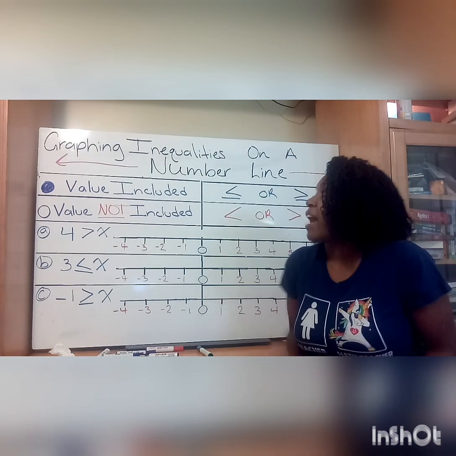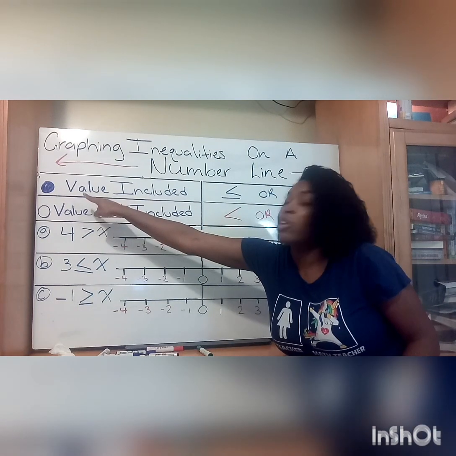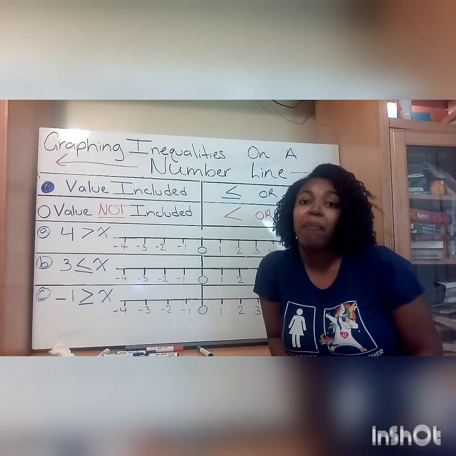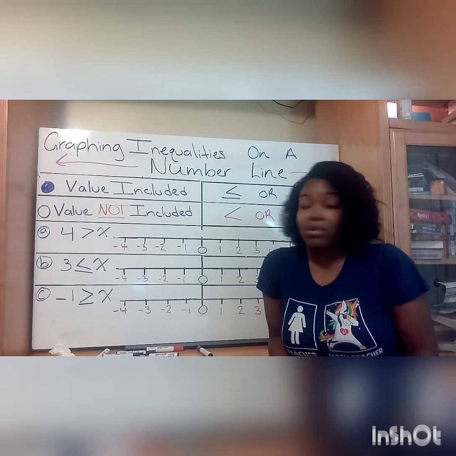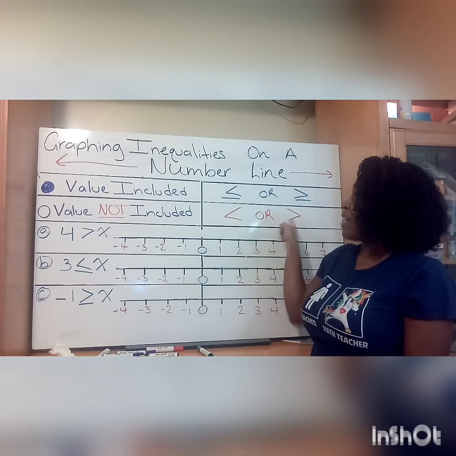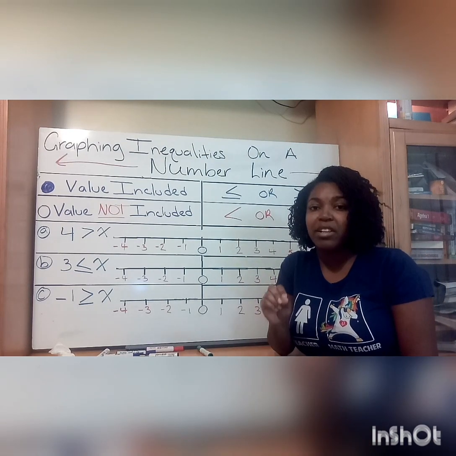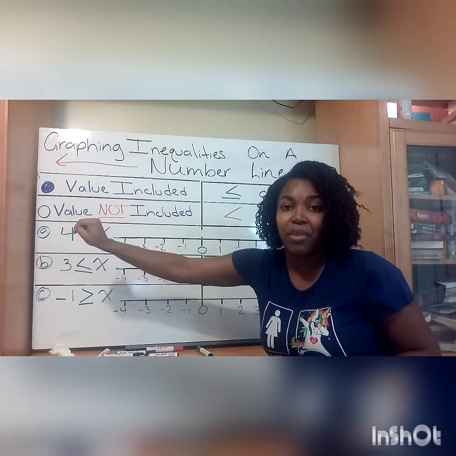And because of that, when you graph these on a number line, you're going to start with a solid circle, all right? You're going to need to fill that circle in to show that that is a possible included value. Now, what if it's not included? Well, if it's just less than or greater than, then you're still going to circle the value, but you're not going to fill it in. You're going to leave it as a hole in the graph. It's going to be an empty circle, okay?